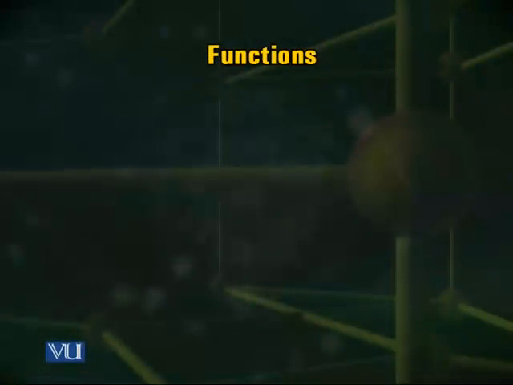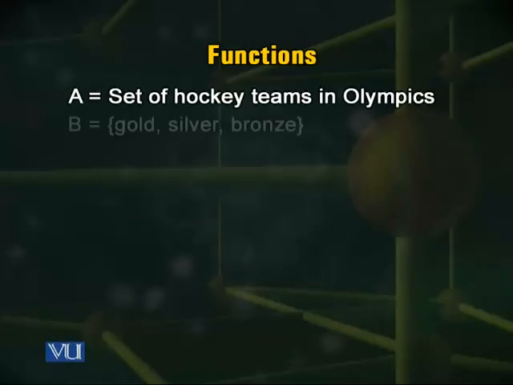In this example, we have two sets A and B, where set A is the set of hockey playing countries which are going to participate in the next Olympic Games. Let's assume that there will be 16 teams that will participate in the upcoming Beijing Olympics. And set B is a set of three medals: gold, silver, and bronze.